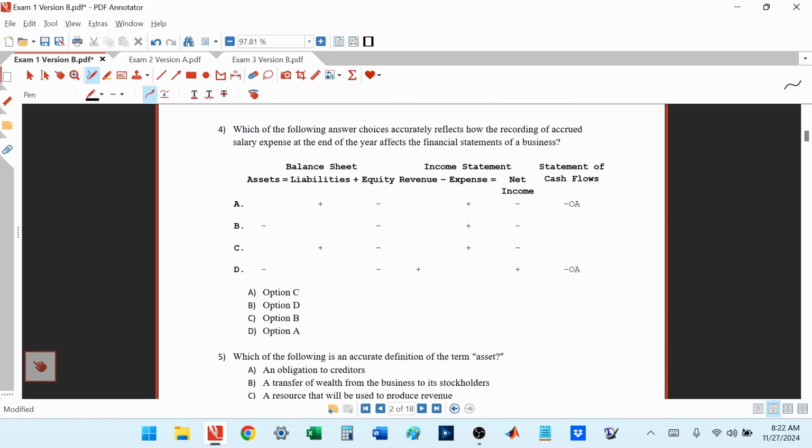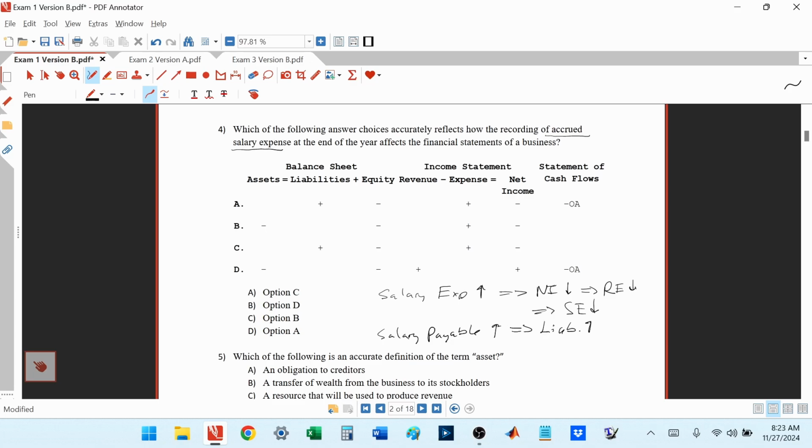Number 4, which of the following answer choices accurately reflects how the recording of accrued salary expense at the end of the year affects the financial statements of a business? Salary expense is up, which implies net income is down, which implies retained earnings is down, which implies stockholders' equity is down. And it's accrued, which means our employees have worked for us. We owe them salaries, but we haven't paid them yet. No cash yet. So that means salary payable. We have a salary payable with our employees. So that goes up, and that's a liability.